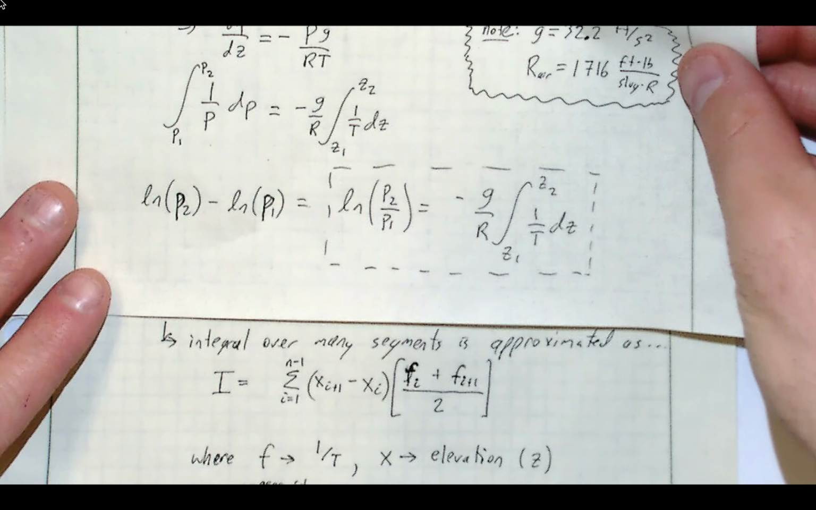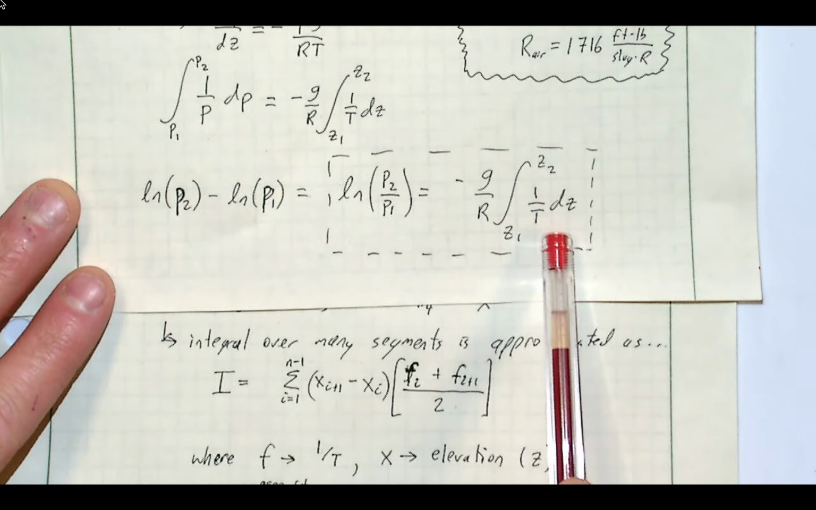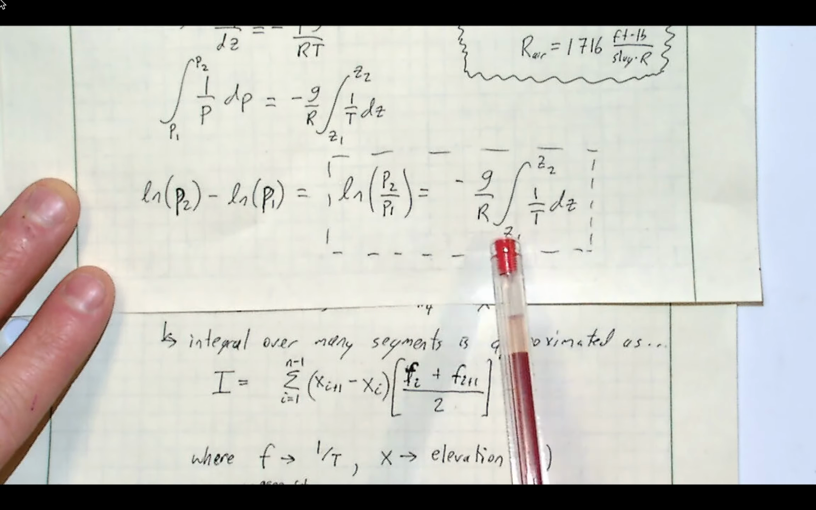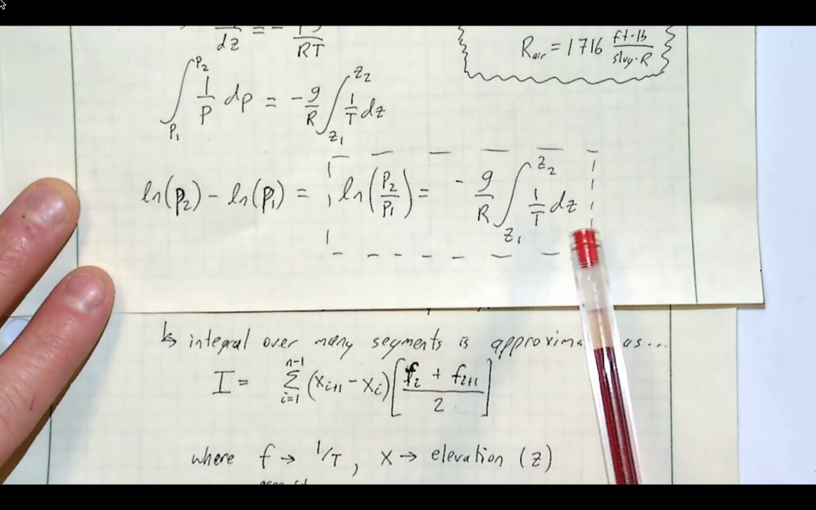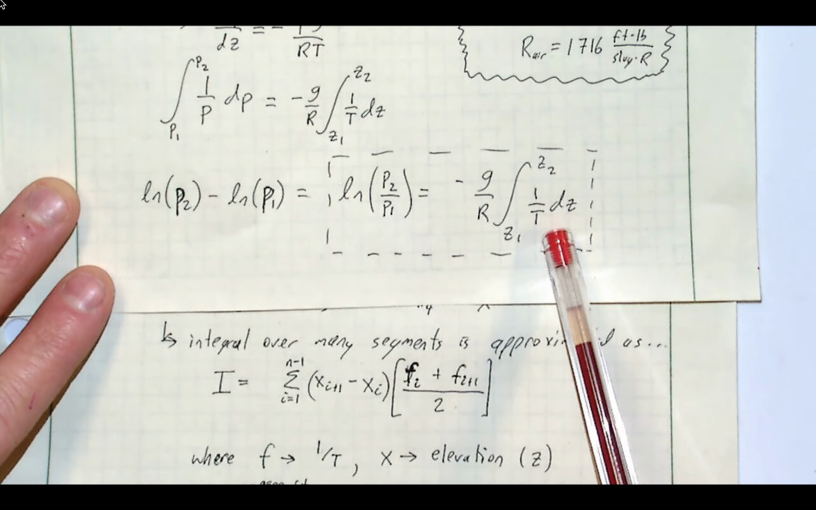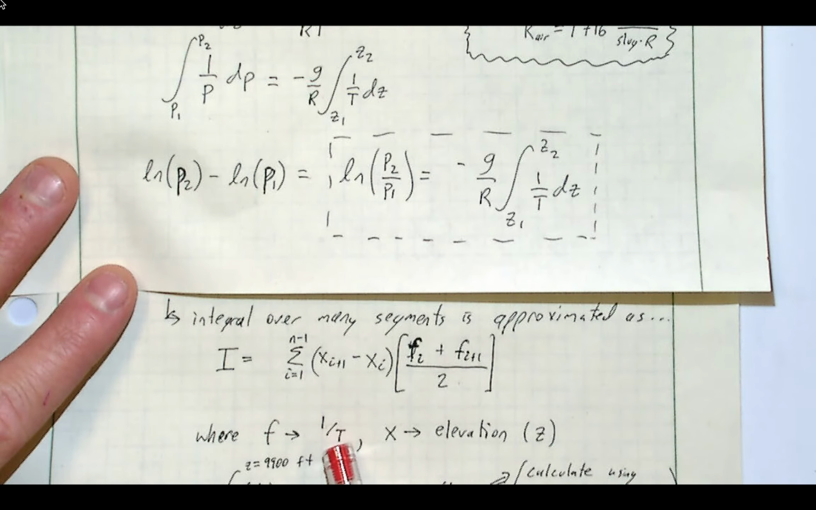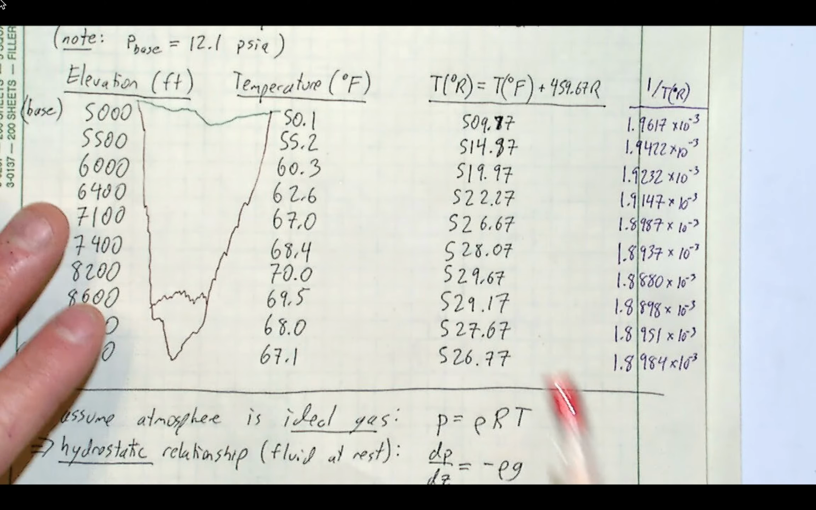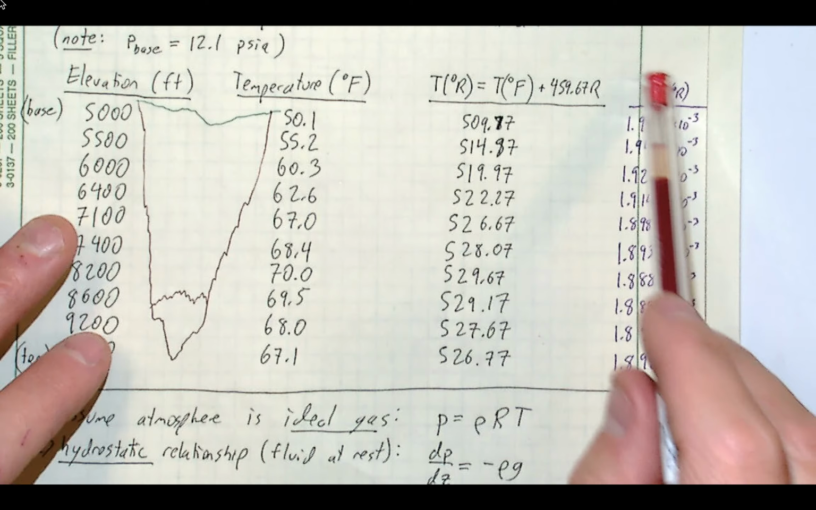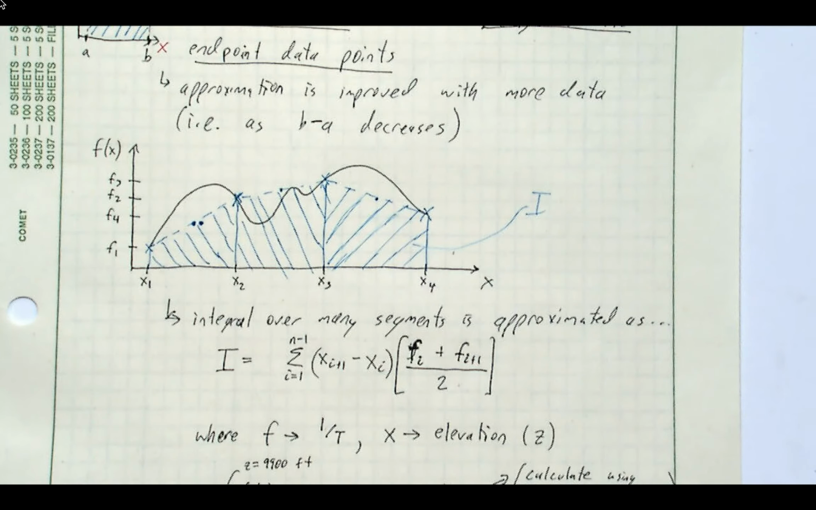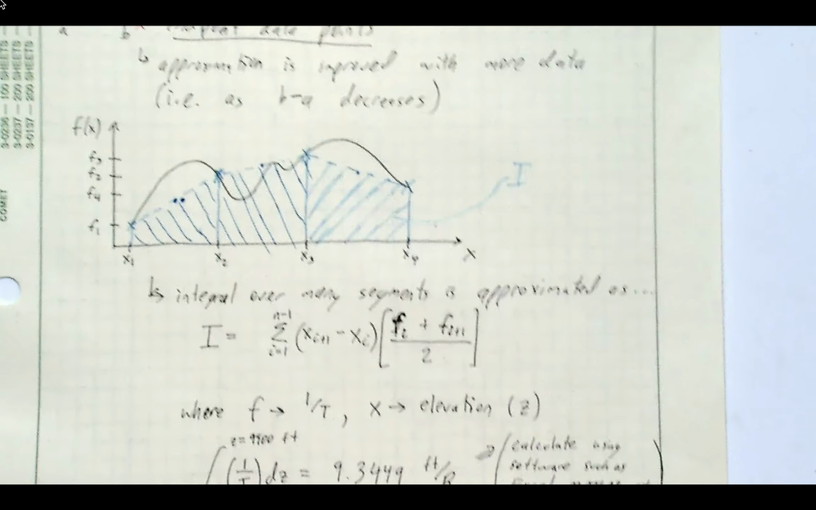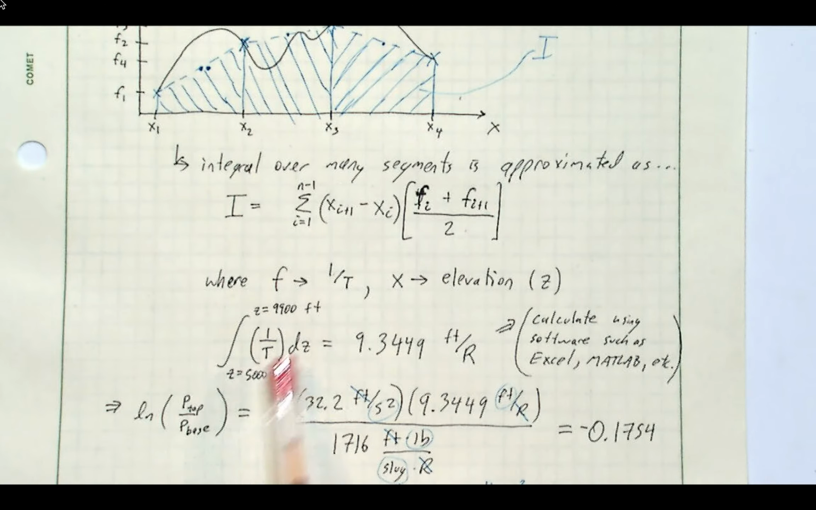Okay, so we're looking to approximate this integral over our entire mountain, from the base to the top of the mountain, where the integrand is 1 over temperature. So our f needs to be 1 over temperature, and that's why we had to go through this very simple data processing to get to 1 over temperature in Rankine. Then our x is going to be our elevation, or what we've been calling z. So we want to integrate from the base of the mountain, 5,000 feet, up to the top at 9,900 feet, 1 over temperature dz. There's our integrand.